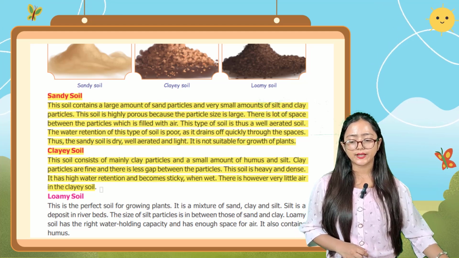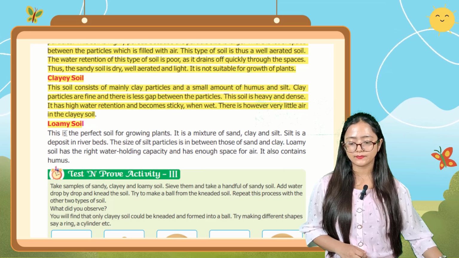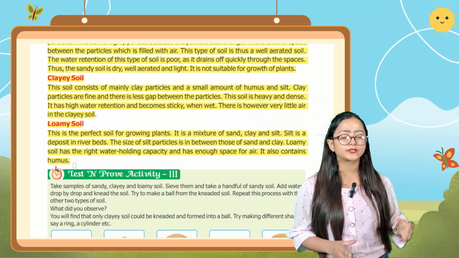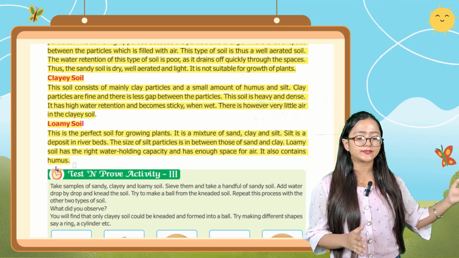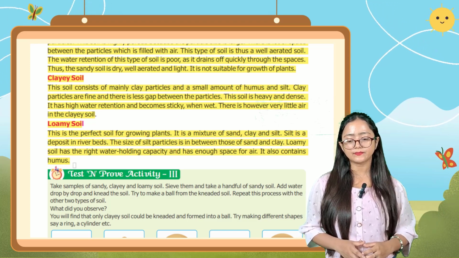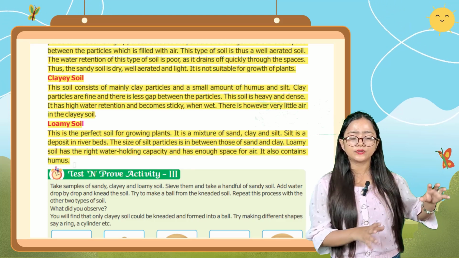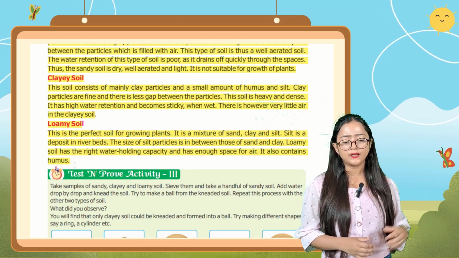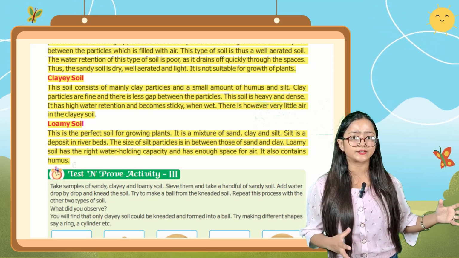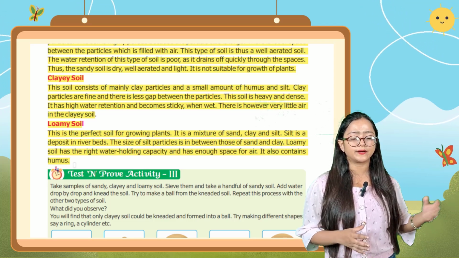So the next one is loamy soil. This is the perfect soil for growing plants. It is a mixture of sand, clay, and silt. Silt is a deposit in riverbeds. The size of silt particles is in between those of sand and clay. Loamy soil has the right water holding capacity and has enough space for air.